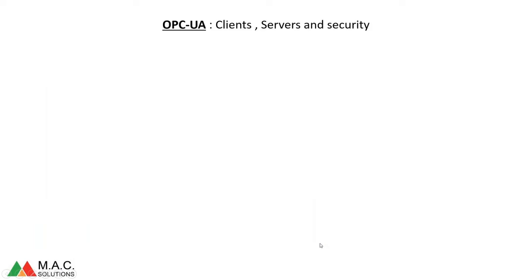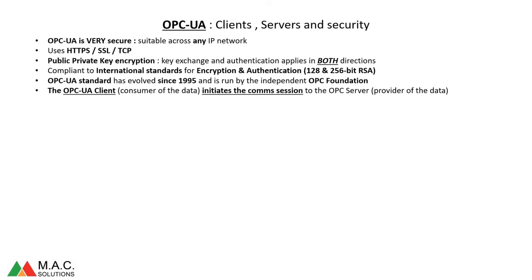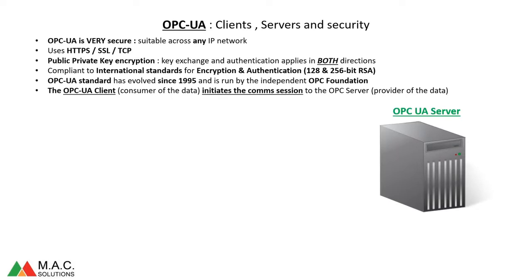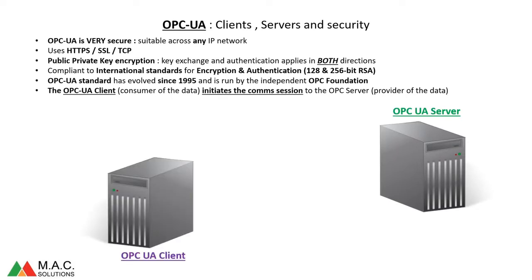So here's the first protocol, OPC UA, and it's very, very secure. It's got public-private key encryption in both directions. It complies to international standards, so it uses RSA, TLS, SSL, all of the international standards for encryption and authentication. The OPC standard has been around since 2005. The OPC Foundation's been around for more than 25 years now. And the OPC client initiates the comms session to the OPC server. So here you have an OPC server, here you have an OPC client.